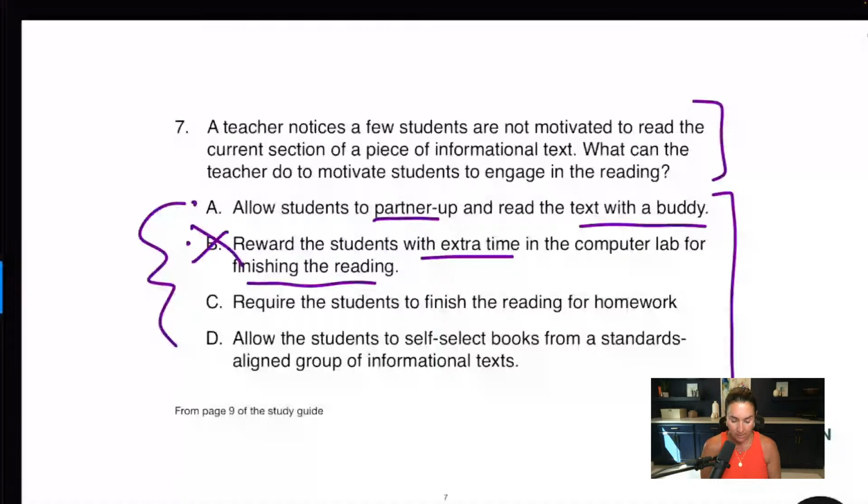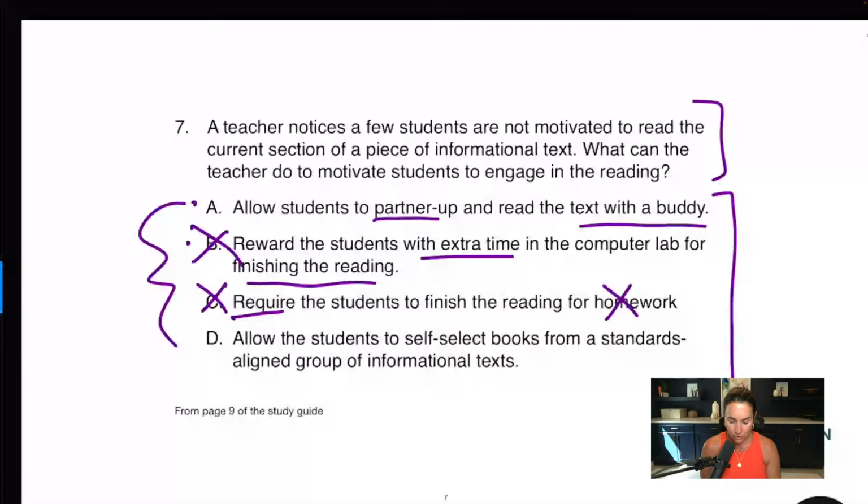All right. C, require, already a bad word because it sounds punitive, the students to finish reading for homework. Homework is a bad word on this test. Do we use homework? Yes, of course we use homework. But on this test, homework is usually attached to students who are struggling and not the best practice for those students, okay? Homework is not bad. I'm not saying homework is bad. I'm saying homework is a bad answer on this exam, okay?